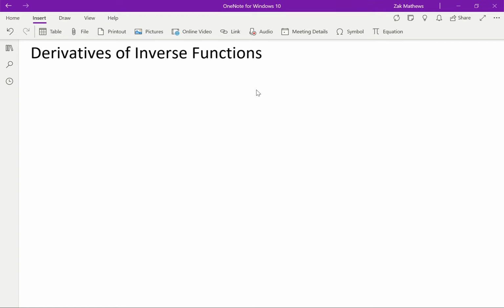In this video, we're going to look at the derivatives of inverse functions. Sometimes I tend to jump right into the formula or the definition theorem. In this case, I'm going to start with a little background. So I want to remember what an inverse function is.